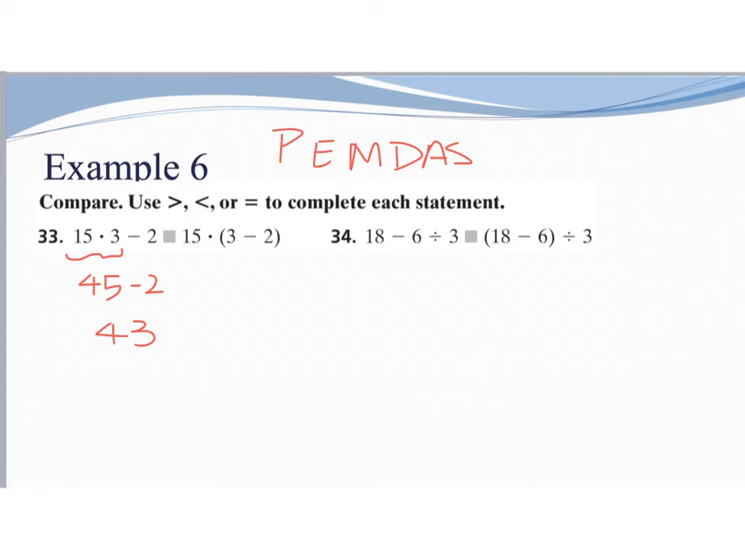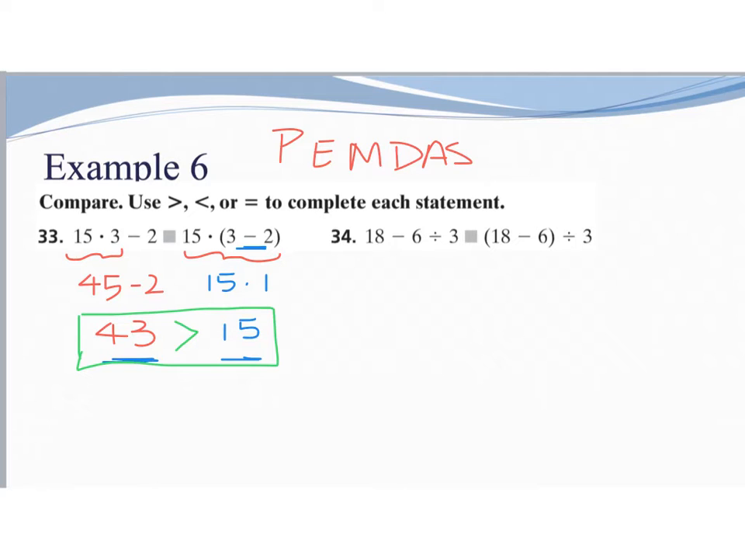Then I'm going to come over to this side, and I can see that I have 15 times the quantity of 3 minus 2. Remember, I have to do parentheses first. So 3 minus 2 is 1, and when I simplify that down, I end up with 15. Now I'm going to compare the numbers 43 and 15. I see that 43 is greater than 15. So this right here would be my final answer.